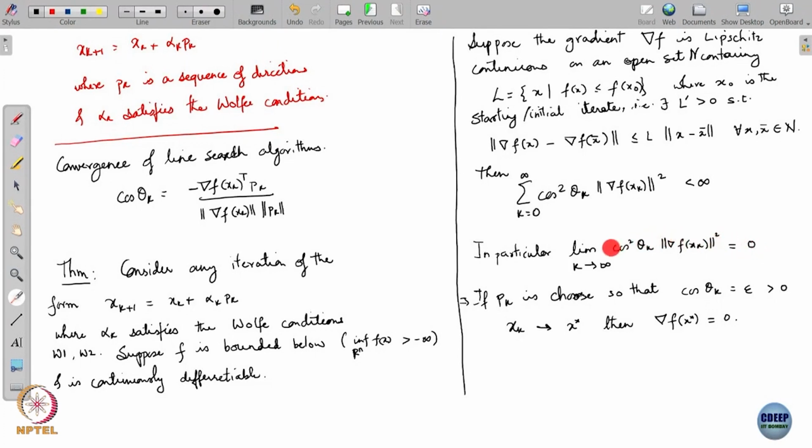So, this condition is effectively telling you that the way to ensure that your gradient vanishes is by making sure that this cosine remains bounded away from 0. That means pk should continue to make a non-vanishing angle with the negative gradient, whatever that gradient may be. Okay, so if it continues to make this non-vanishing angle with the negative gradient, then the gradient itself will go to 0.